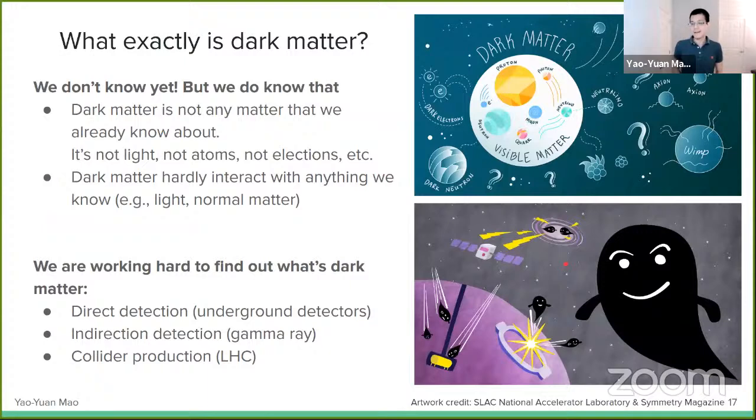There are many other evidence pointing to the existence of dark matter that I'm not going through today. So I basically talked about 3 evidence that I think are most important: the galaxy rotation curve, gravitational lenses, and the cosmic microwave background.